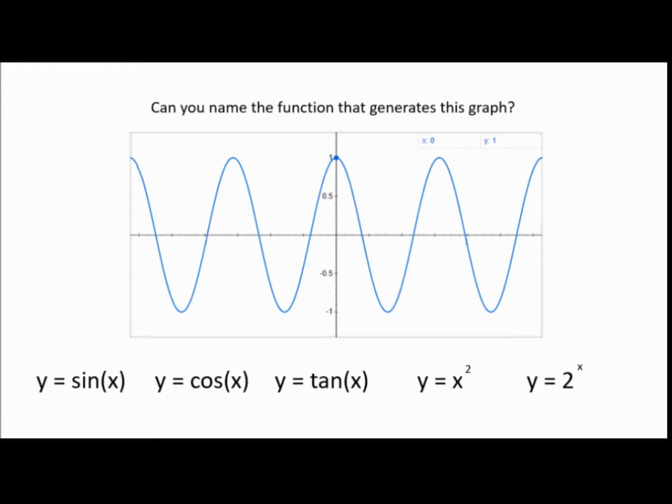Alright, how did you get on with that one? Well, this graph does repeat periodically, so it's going to be one of the trigonometric functions, which means it's either y equals sine x, or y equals cos x, or y equals tan x. Now the y values are bound between 1 and -1, so this is either going to be y equals sine x or y equals cos x. Now when x equals 0, y equals 1. We know that the cosine of 0 degrees is 1 from our unit circle, so this is y equals cosine of x.